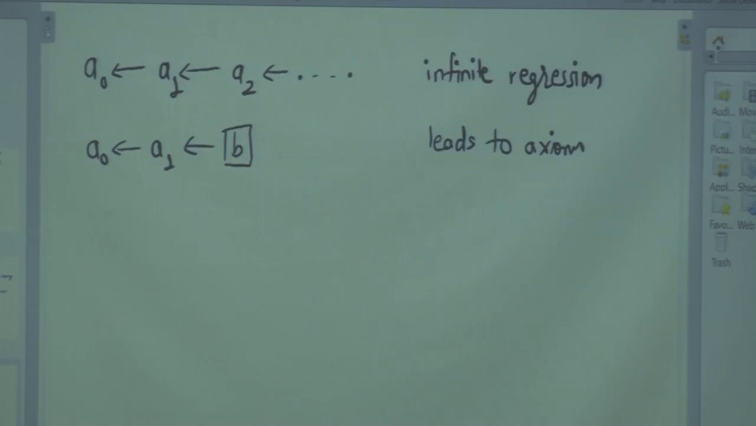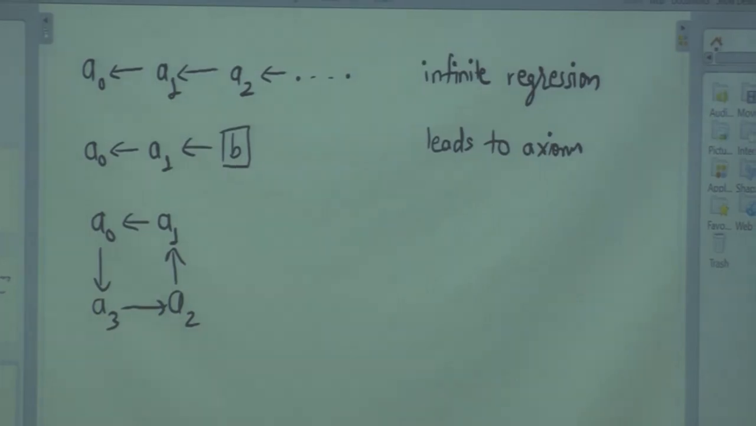And the third possibility is that A0 relies on A1, A1 relies on A2, A2 relies on A3, and A3 relies on A0. Yeah, this does happen between friends. You start arguing and then ultimately the arguments are circular. Now, tell me, in practical situations, which of these is useless? First one. Yes, the first one is useless because we don't have infinite lifetime.